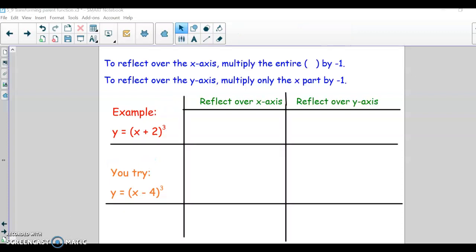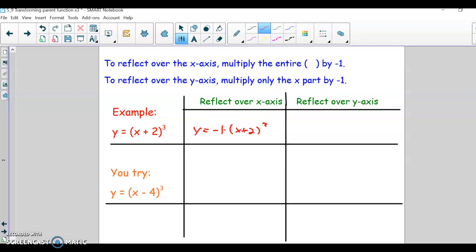notes. Okay, so hopefully you can draw this little chart out. Pause the video if you need. So to do over the x, you're going to do the whole thing times -1. So I'm going to put a -1 in front. So it would look like this. -1 times (x + 2) cubed. So this one would reflect over the x-axis and then go left 2.